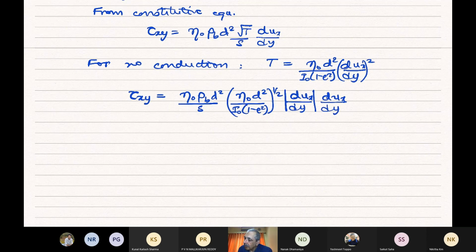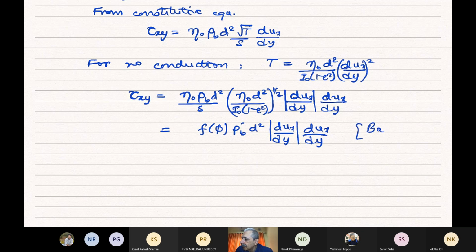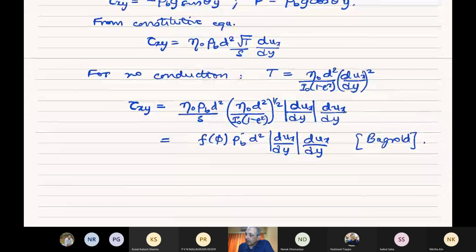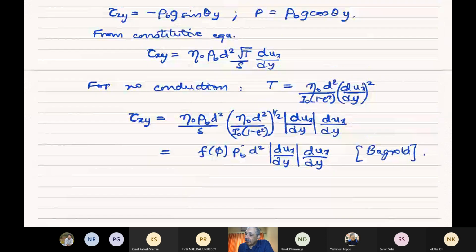And what I'm going to do is put all the constants into one function called f of phi. So this is equal to f of phi into rho b d squared. So this is nothing but the Bagnold stress equation. So we have done this the second time in this lecture, converting stress from Haff to Bagnold.